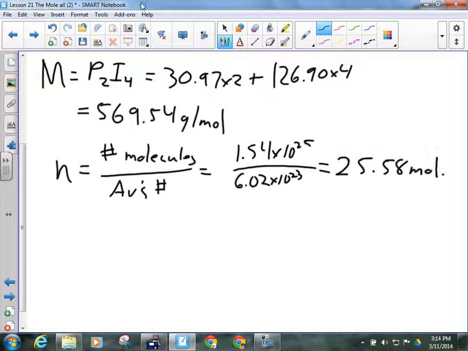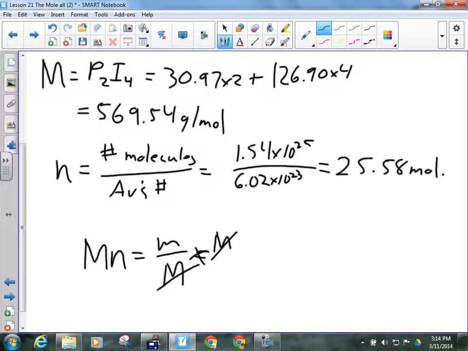Okay, I know N and I know big M. Can I find little m now? Okay, now I can use the mole equation. N equals little m over big M. Now I want to find little m, so I have to manipulate. I'm going to multiply both sides by big M, and that'll be my formula.